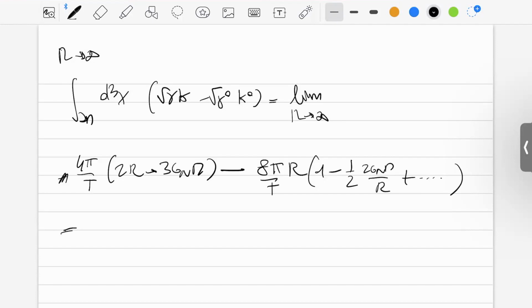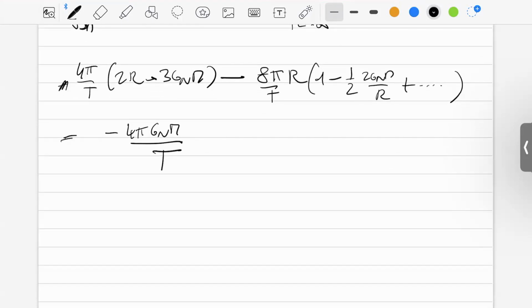Yeah. So now you can do it by yourself. You can just sum the terms, and then you see that the terms with r cancel out. So you only have terms without r. In particular, you would find this: 4 pi GM divided by the temperature T.